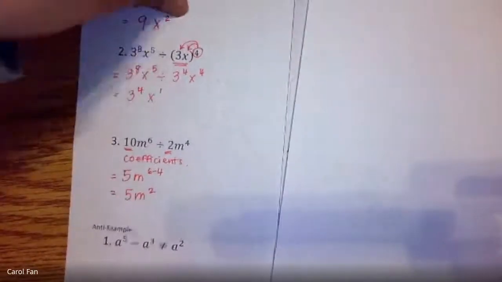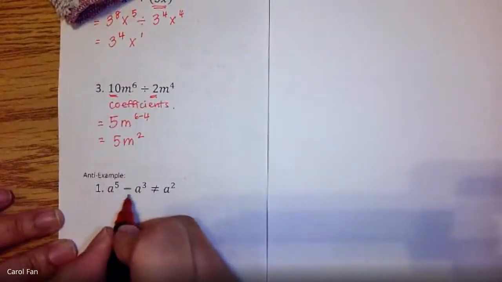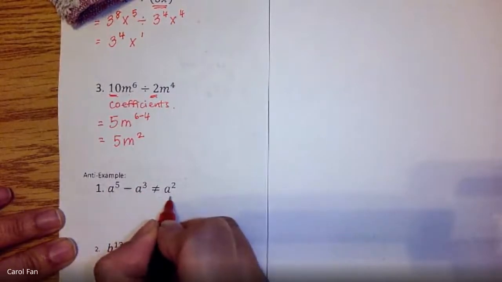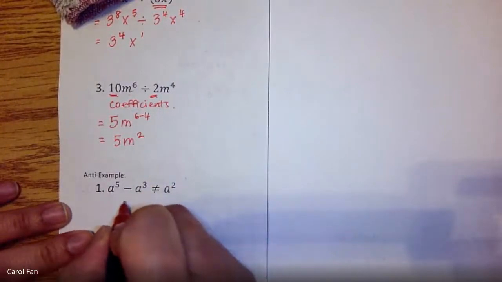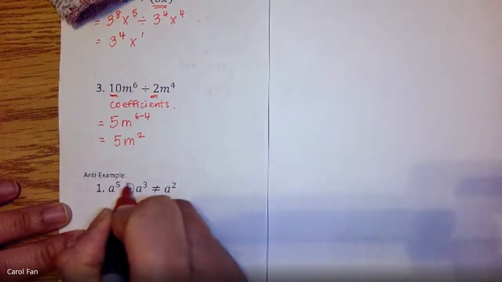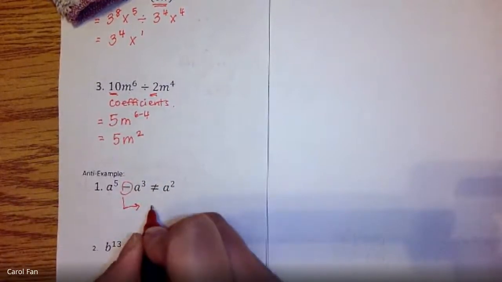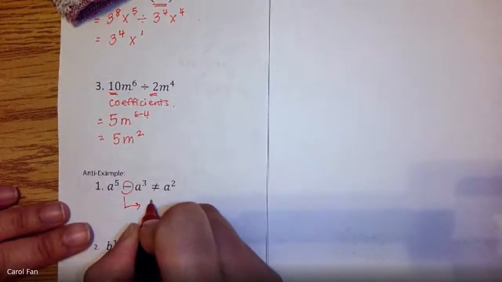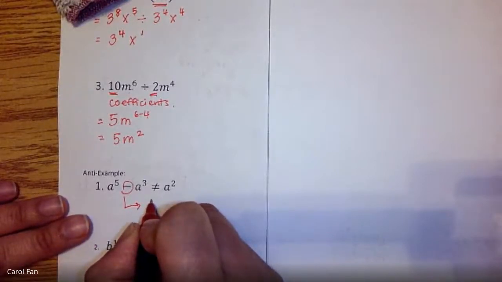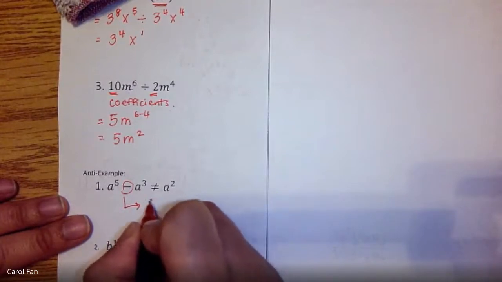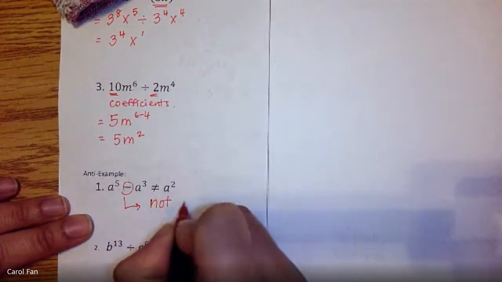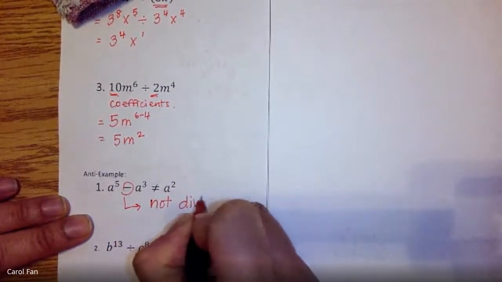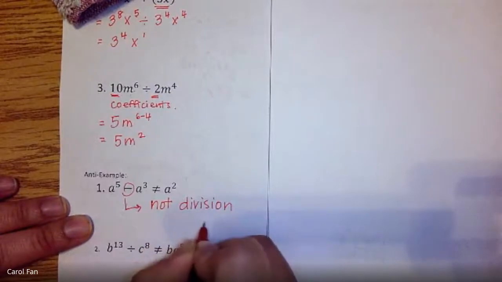Now, a couple of anti-examples again. Anti-example. We have a to the power of 5 minus a to the power of 2. It can't equal a to the power of 2 because we have a subtraction. The exponent rule says that it can only work if I have bases that are the same that are divided, or powers with the same base that are divided. So this is not division. So since it isn't division, we can't apply the law.